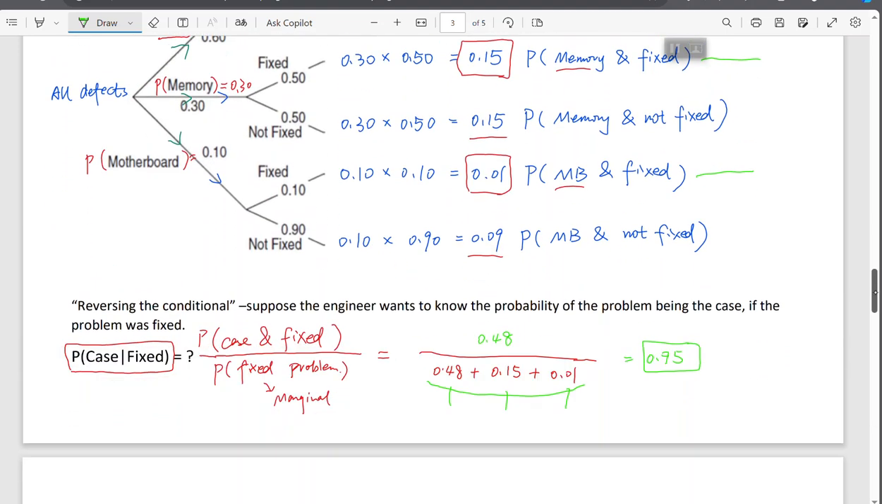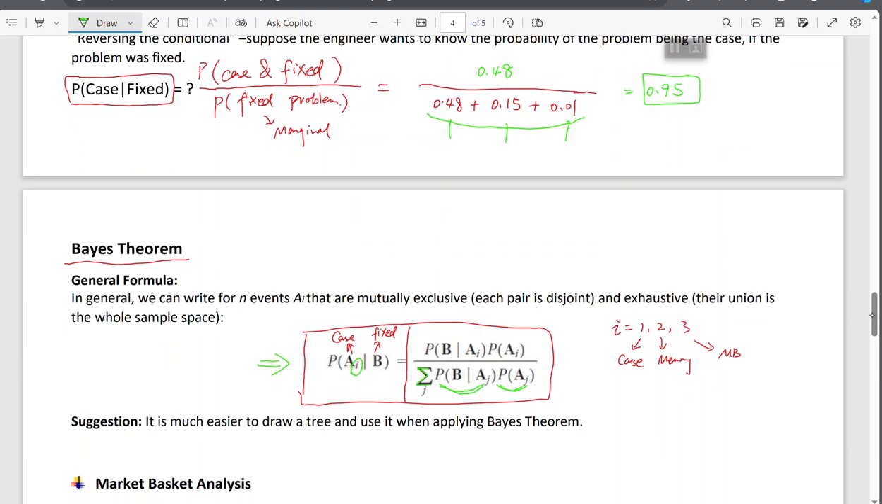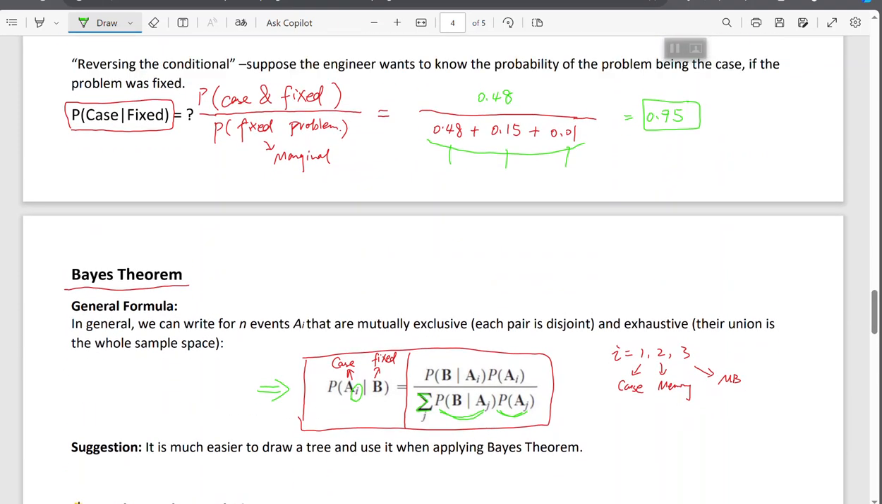So let's look at your essay assignment based on this application.